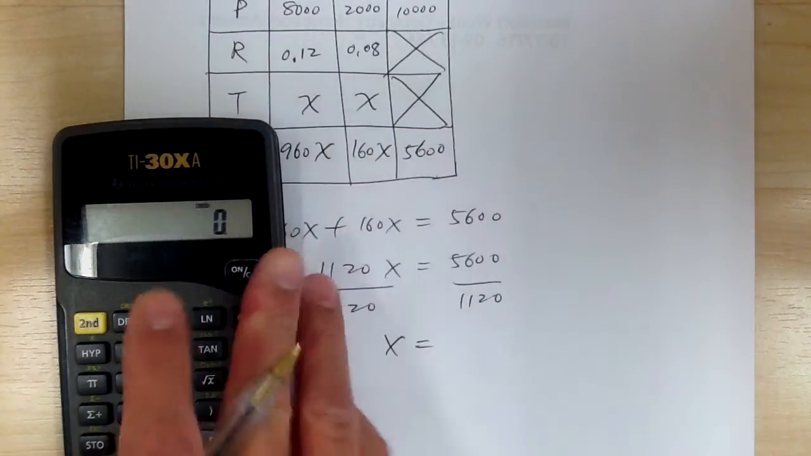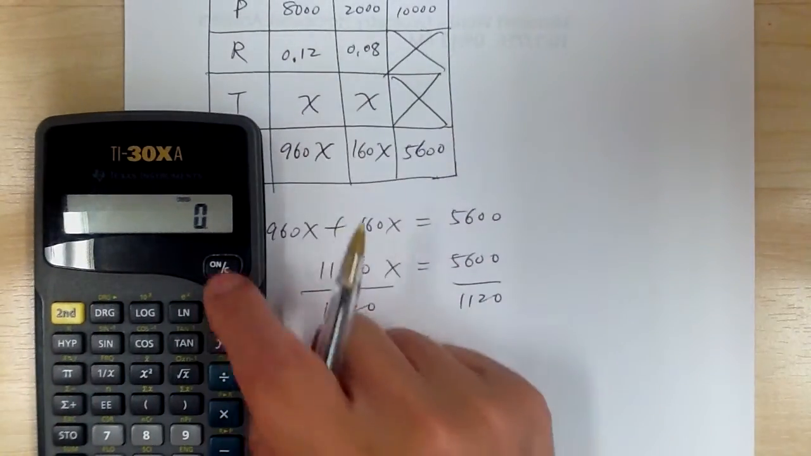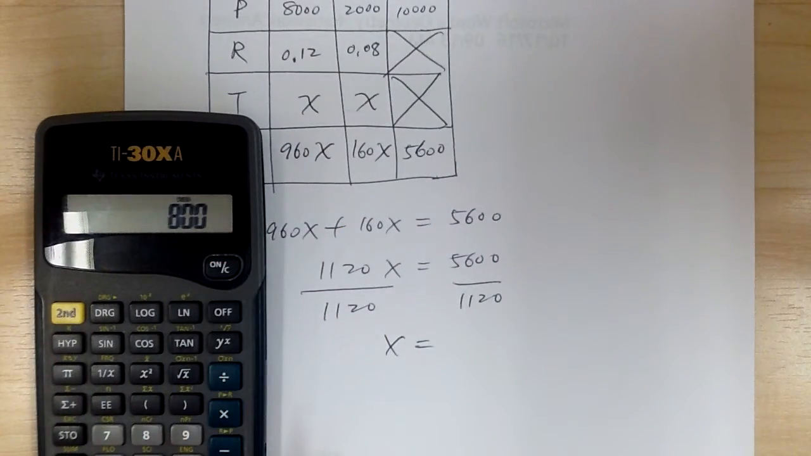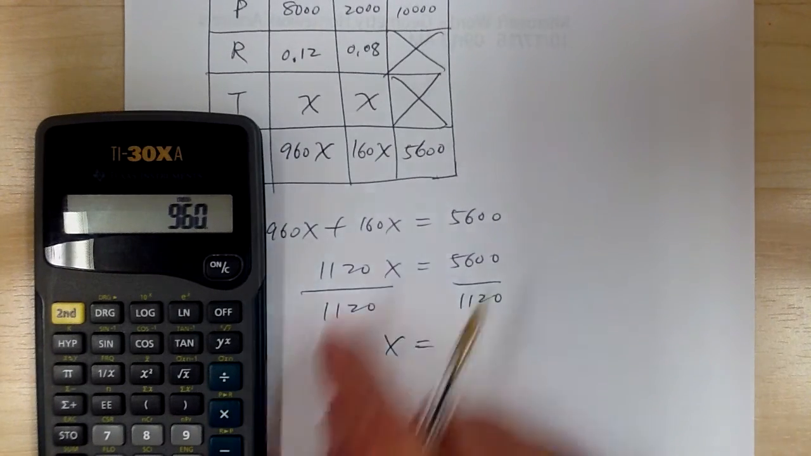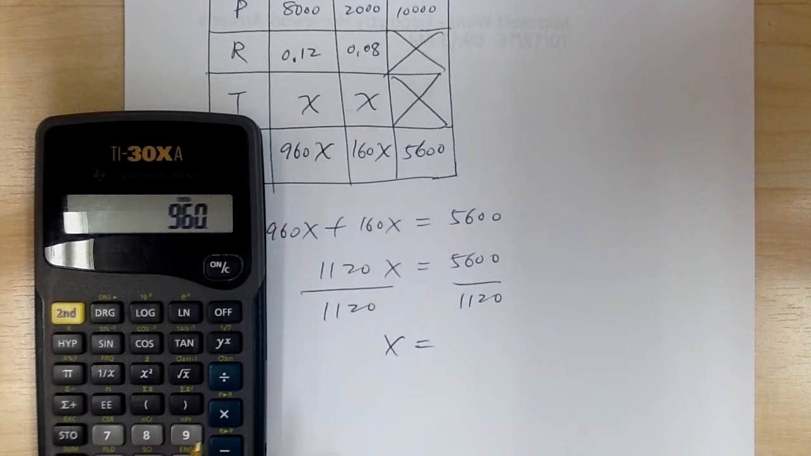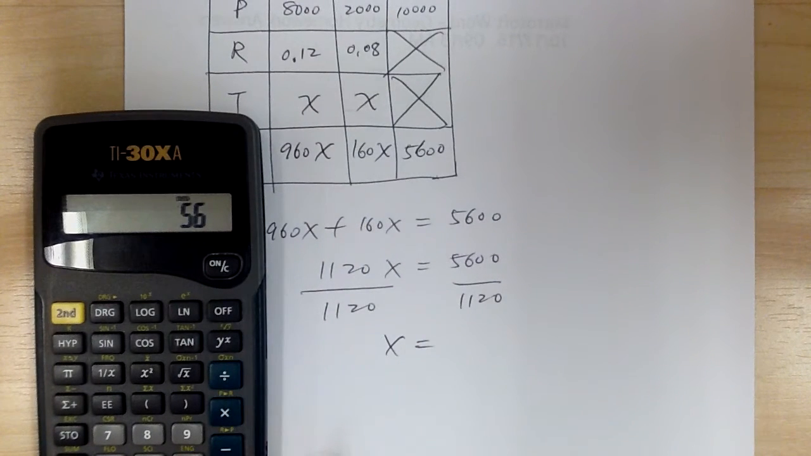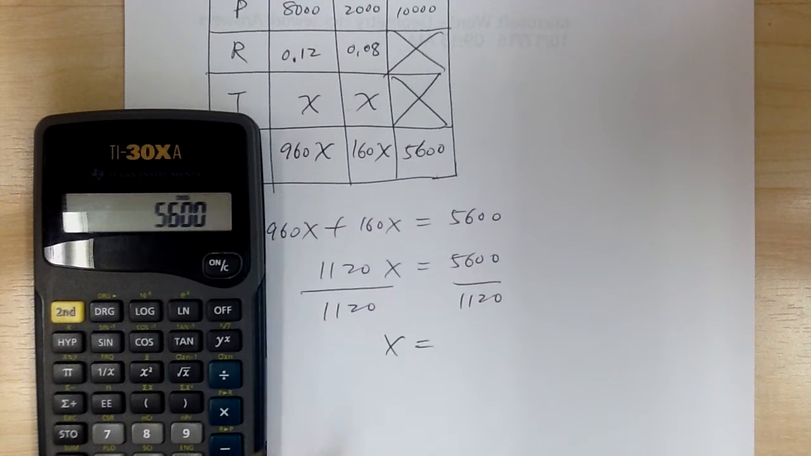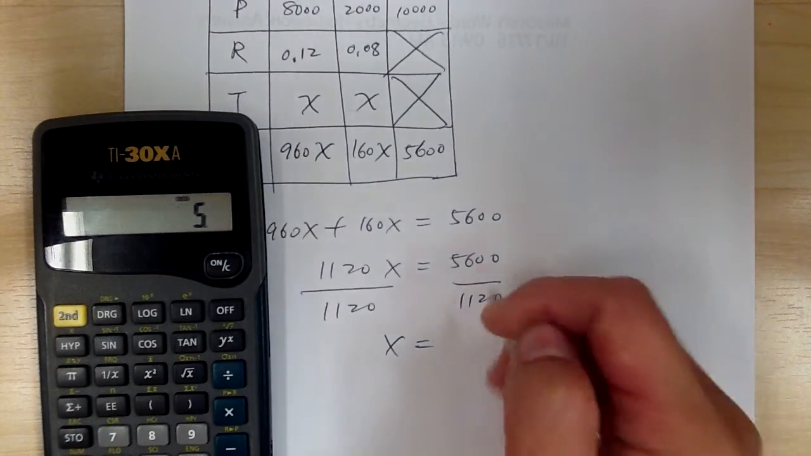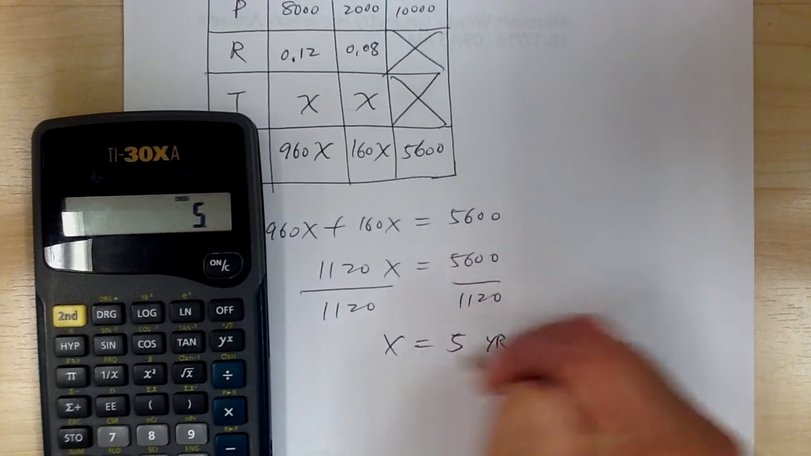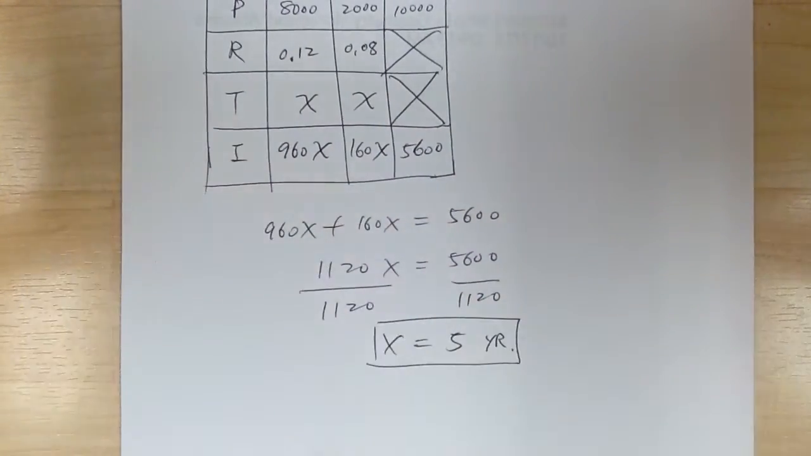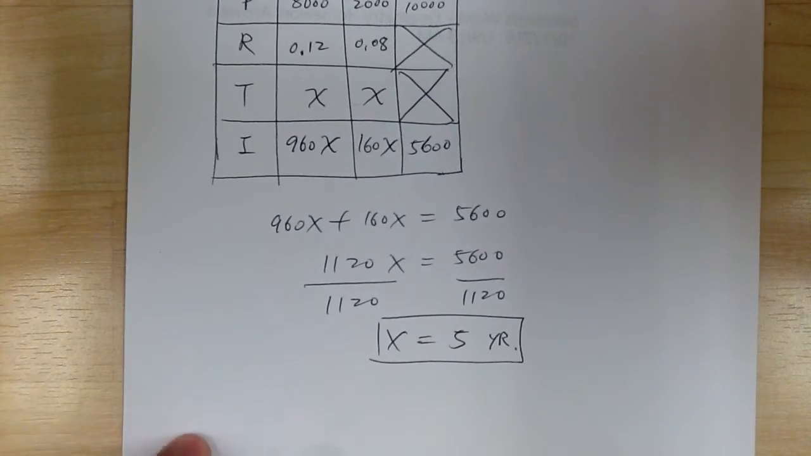Okay, double check on some of the stuff. Let me double check on the math. Times by 112. Yeah, okay. So x equal to 5 years. So we're good. Okay, and that's it. Okay, let's go to number 5.